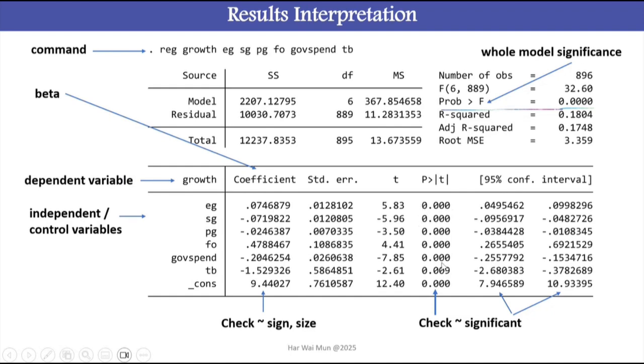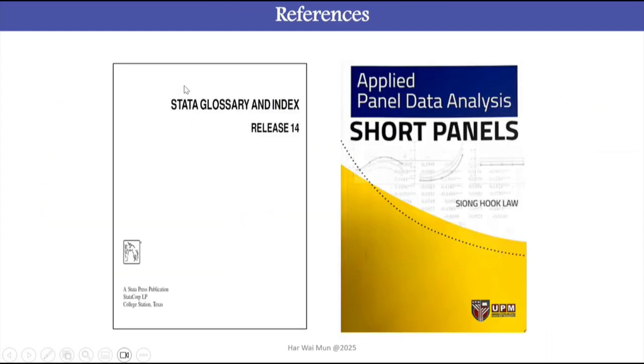But in this case, all are significant, right? If SG is not significant, it's also equal to 0, I mean, no relationship. Okay? So good.